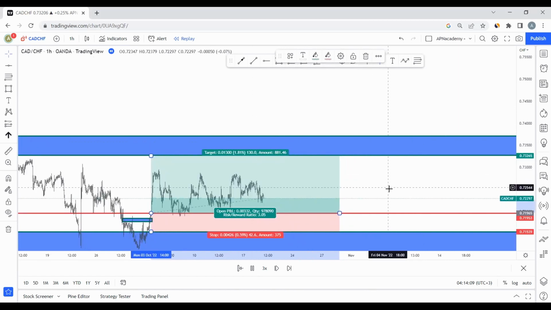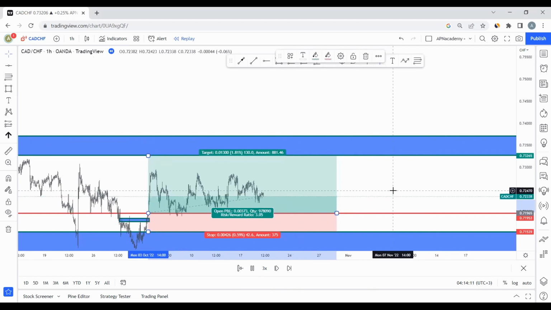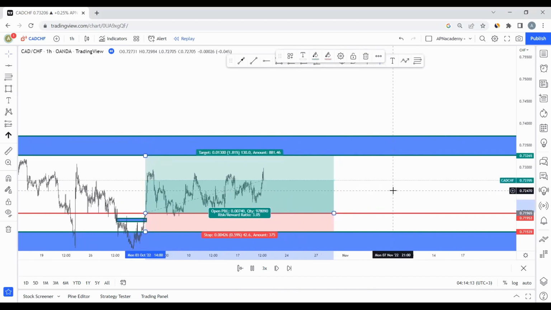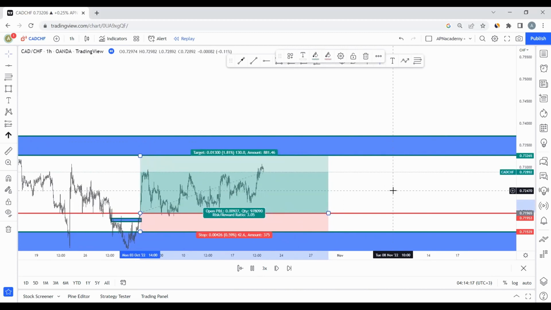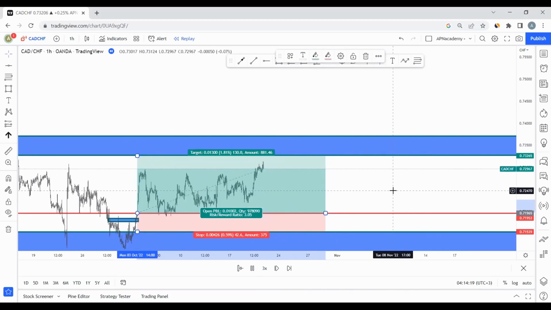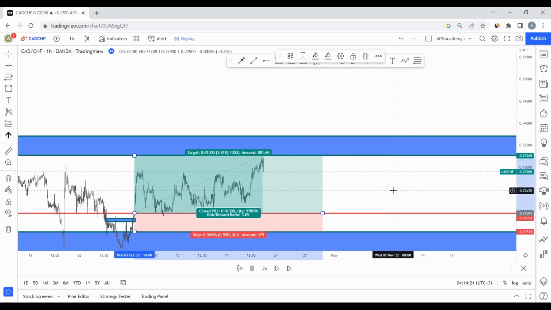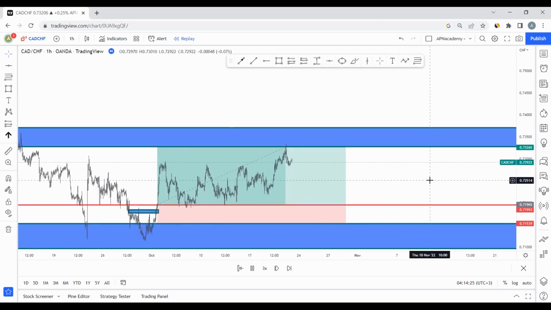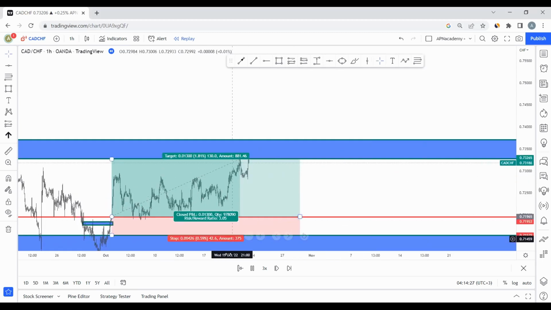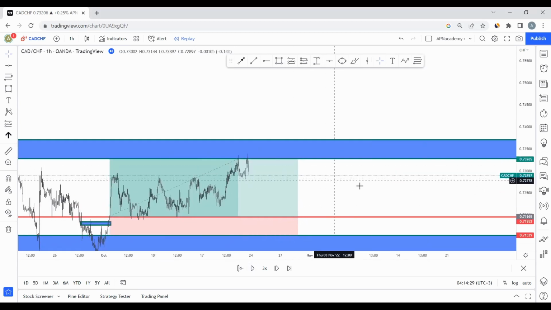But I prefer always using 1 to 3, so that even if out of 10 trades I lose, let's say, 5 trades and I only win 4, I'll still be profitable. Meaning I've lost 5% and I've won only 4 trades, meaning 4 times 3, that's 12. 12 minus 5% is 7% still in profit, right? 12 minus 5 is 7, right?